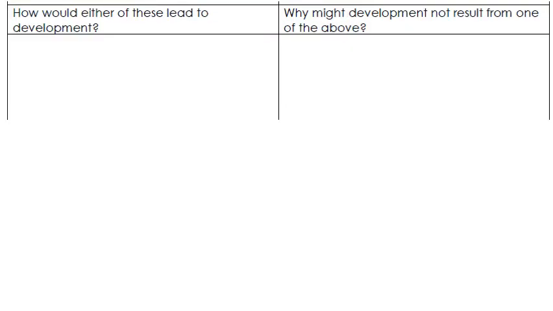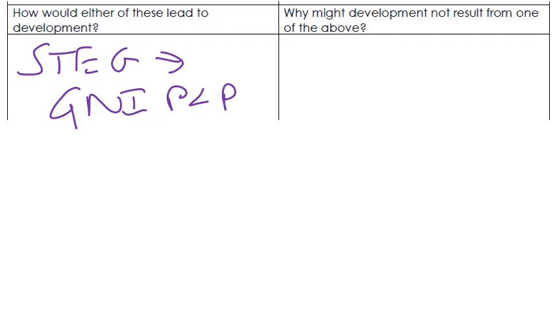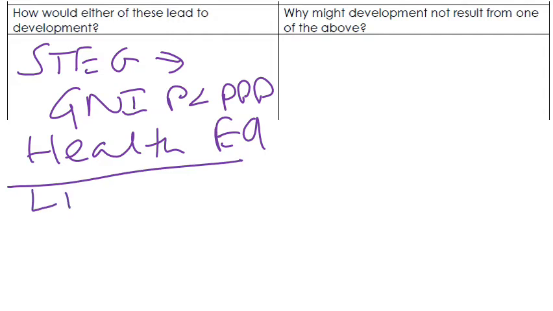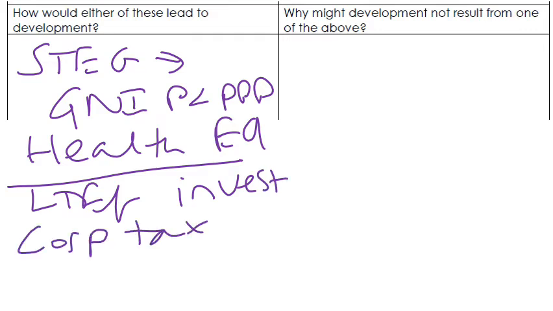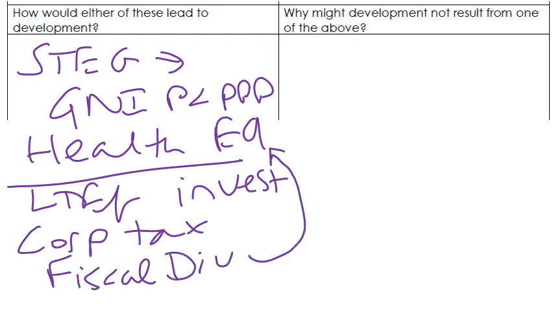The other questions were, how would either of these lead to development? So if you have short-term economic growth, you could link that through increases to gross national income, per capita purchasing power parity. Consumers could spend that money on health and education. If you went down the route of long-term economic growth, you could talk about investment, business expansion, increases in corporation tax, and again that leading to a fiscal dividend for the government, and that in itself could again lead back to health and education.